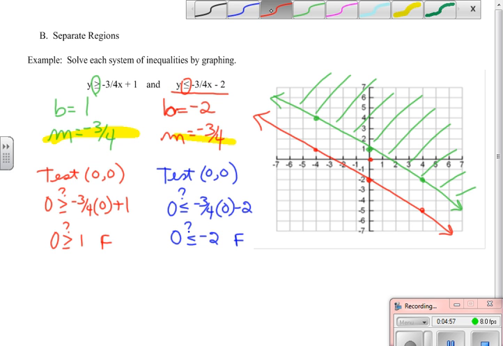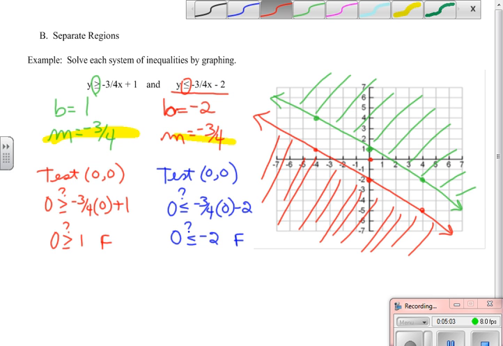So I'm going to end up shading on this side, and since there's no overlap, this is no solution. Now, I could have had a solution if I shaded up because they would overlap. So don't assume that parallel lines are always no solution for inequalities.